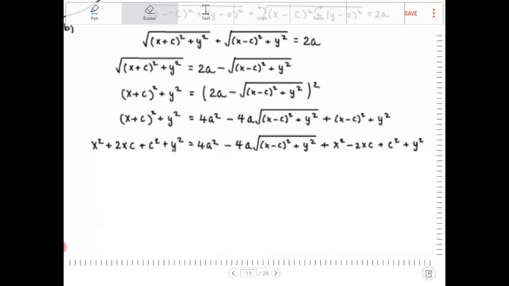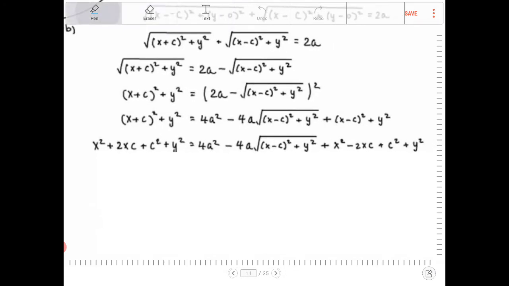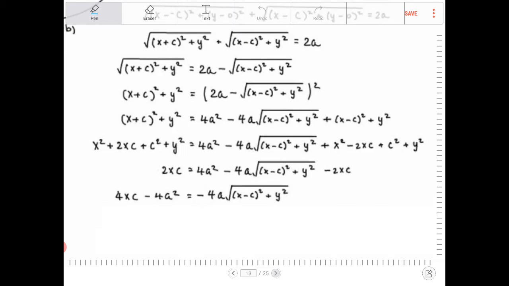And then from here, it is clearer now that I have more things that I can cancel. Certainly the y squares will go away, the c squares will go away, the x squares will go away. I can then also combine the 2xc's in my next step and bring over the 4a squared. And then at this point, between the left-hand side and right-hand side, I immediately see there's a common factor of 4. I'm going to divide both sides by 4, but actually not just 4, I'm going to divide by -4.